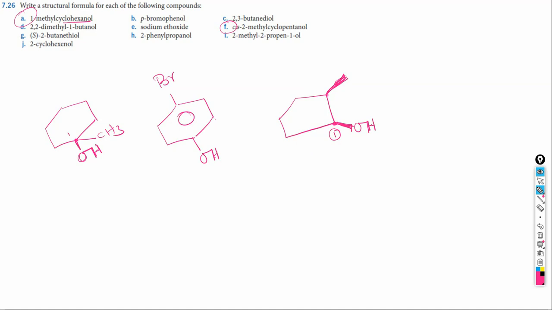So remember, whenever you have a cyclic structure, you have to remember whether or not these two groups are on the same side or on the opposite side, and based on that you're going to give a cis or a trans designation prefix. And let's look at G.